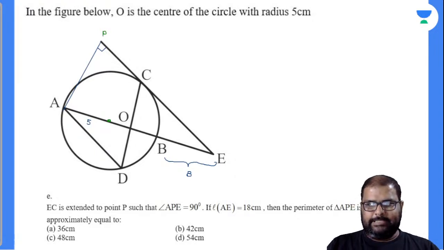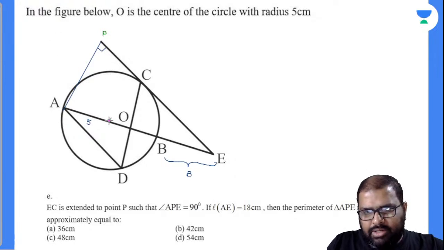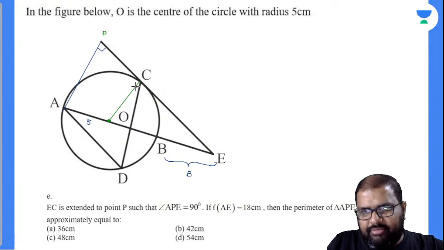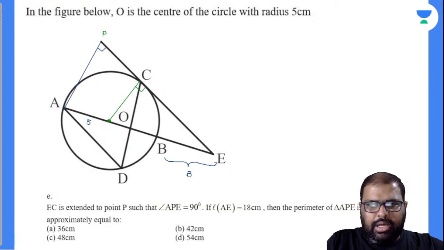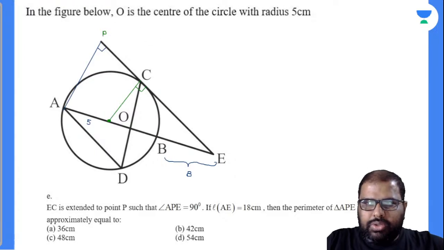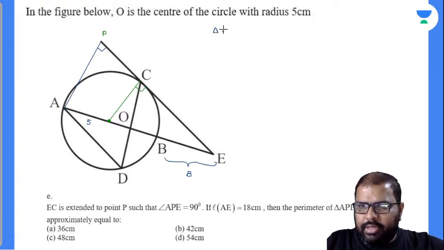Okay, sure. Now see here, from O, the center of the circle, I will draw the radius. The radius of a circle makes 90 degrees with the tangent. Now you closely observe there. I am observing two triangles. I'll write down this triangle APE, and I am observing one more triangle, triangle OCE.